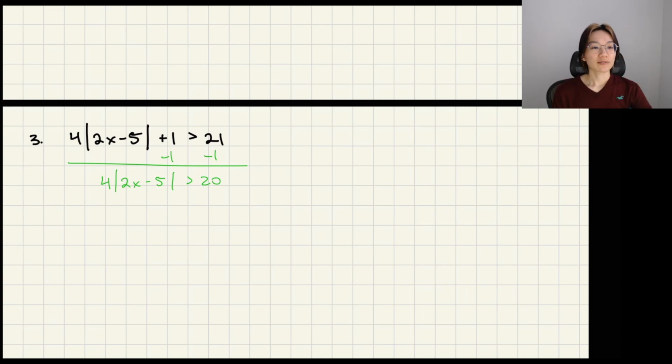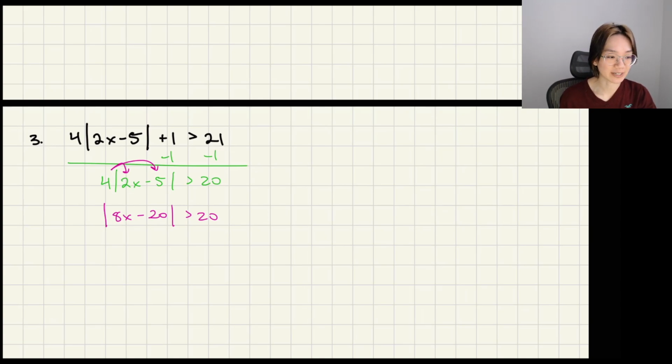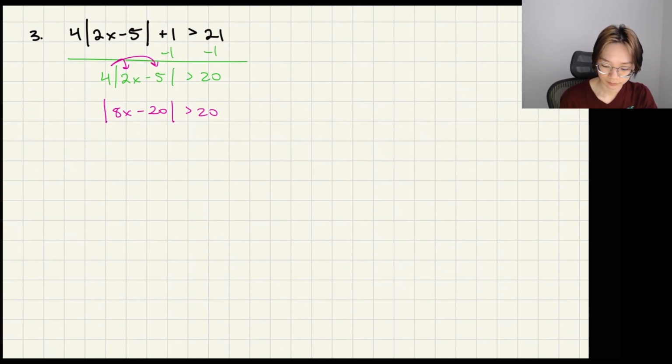Now when you have a number outside of absolute value bars, it's just like parentheses, where you'd be distributing. So here, we're going to distribute this 4. So you have absolute value of 8x minus 20 is greater than 20. There's another way to do this. I'll do it after I finish this way.